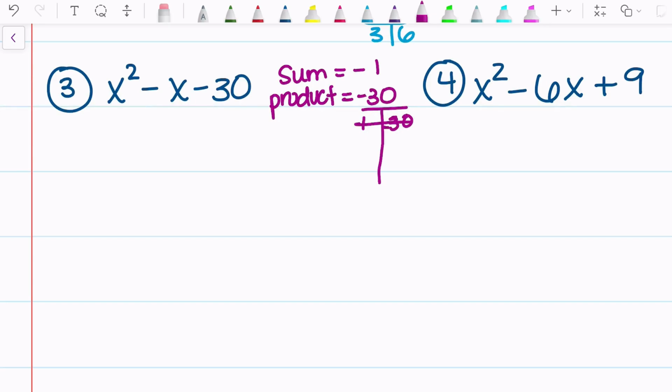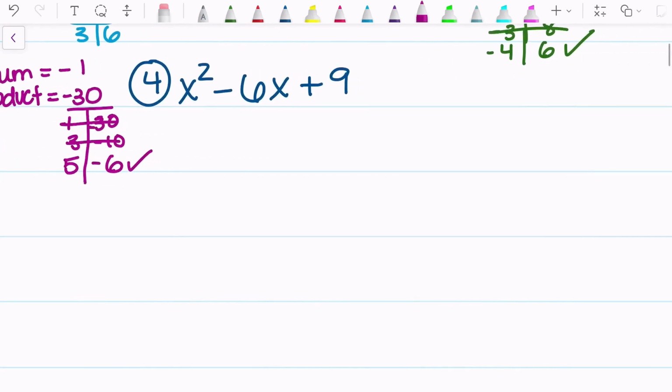So this is a clue that my numbers need to be closer together. So like I could try, well, 3 times negative 10 multiplies to be negative 30. But that adds to be negative 7. So I'm going to try 5 times negative 6. Yes, that multiplies to be negative 30 and adds to be negative 1. So my factors are x plus 5 and x minus 6.